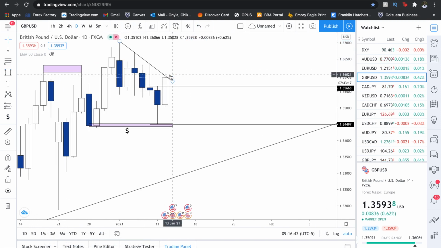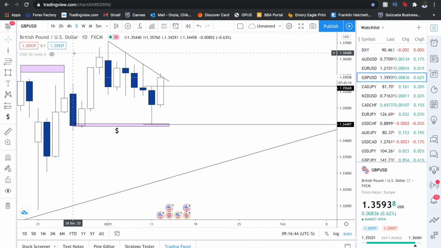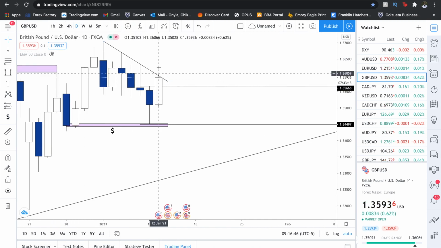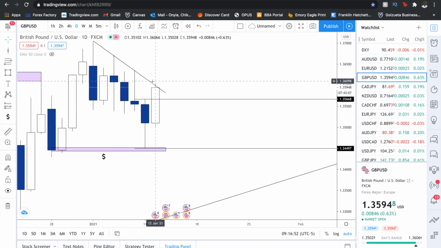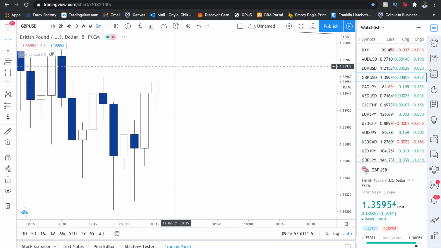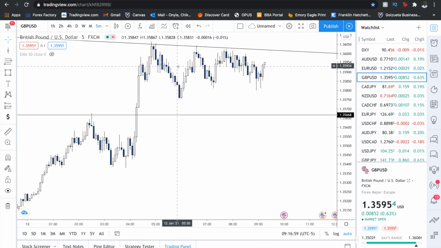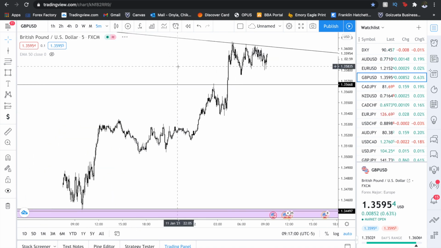And so what I'm looking for, like I said, is this breakout right here, and I'm looking for that to happen on a smaller time frame. We've seen what's happening on the daily, and now we're just going to go straight to the 5-minute.